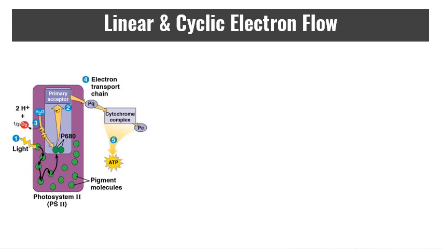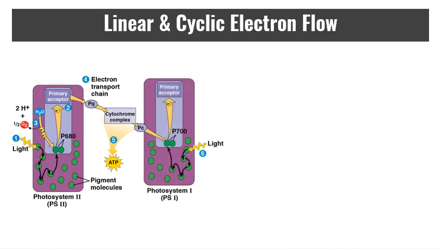The electrons have to be replaced in the chlorophyll, and we're going to get those electrons by breaking a water molecule, and that's called hydrolysis. The electrons, as they move down, will power the cytochrome complex, which is a fancy name for a proton pump. Those protons will be pumped into the thylakoid for later use to make ATP.